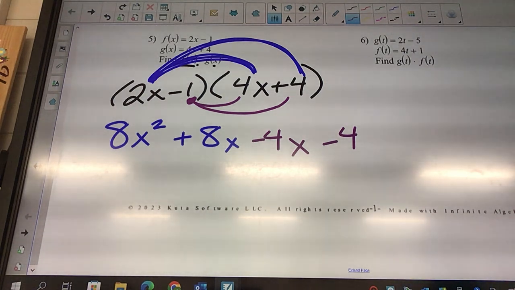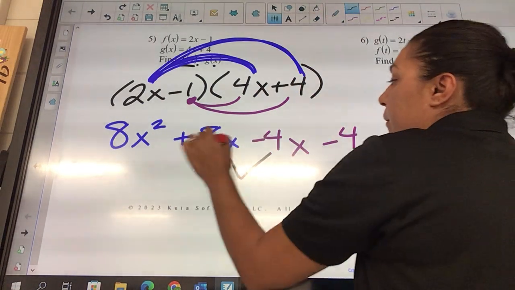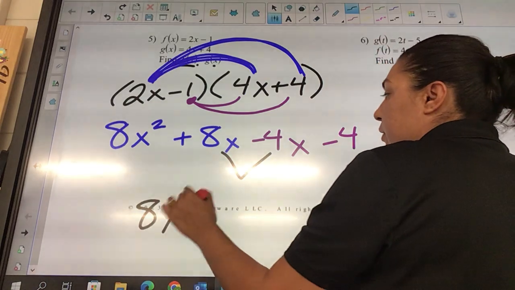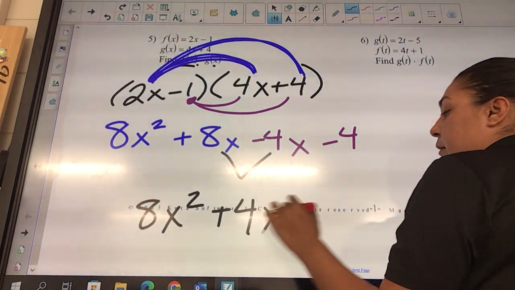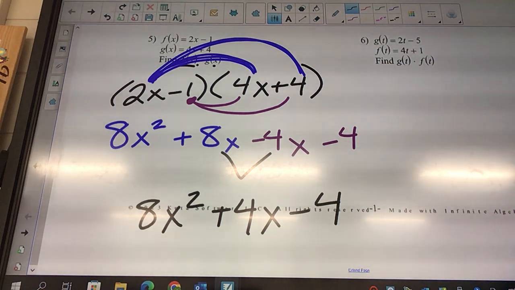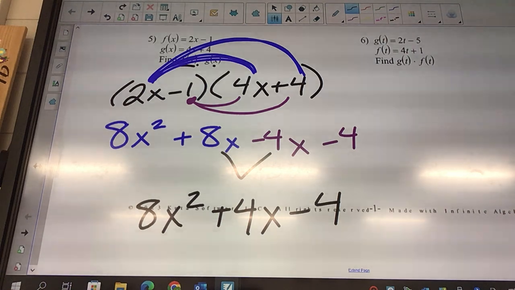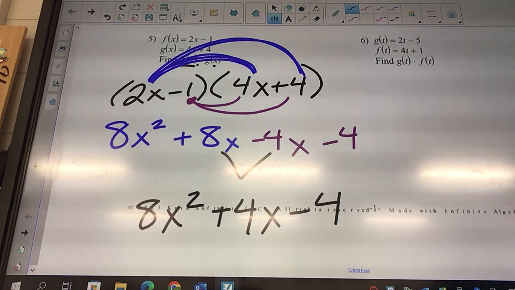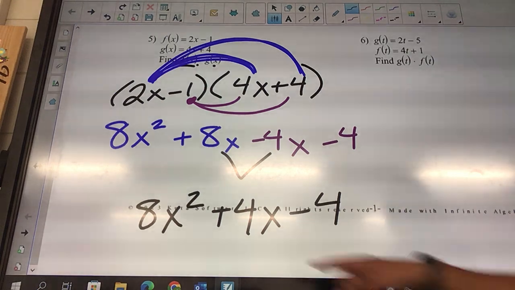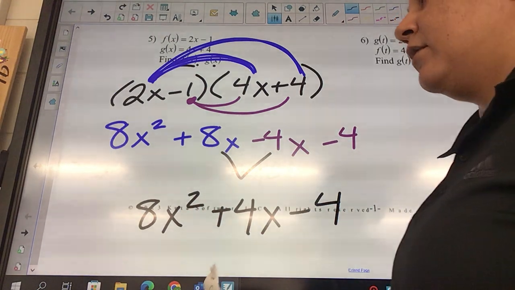Okay, then we're going to say, what can we combine? The x. 8 minus 4, which is going to give me what? 4. So we got 8x² plus 4x minus 4. Like with the 8x and negative 4x, we're going to combine the x terms. The x² you can't combine, that's an x² with just an x¹.